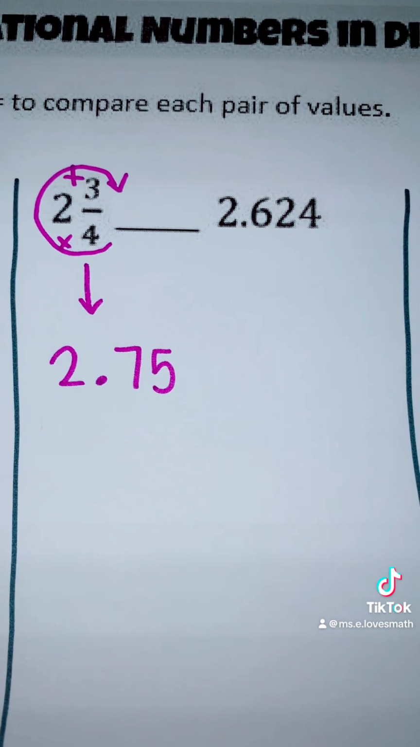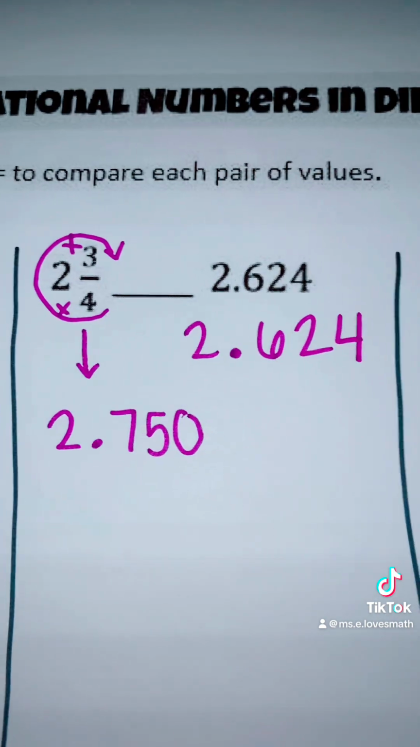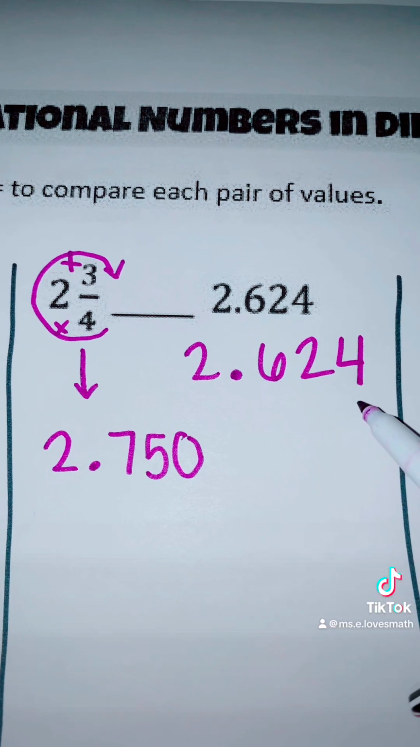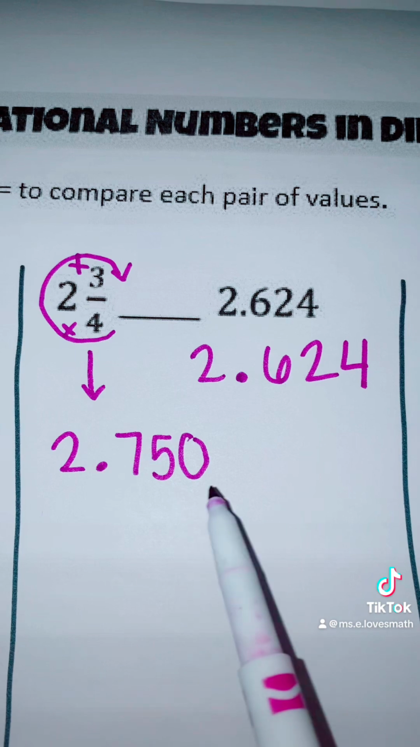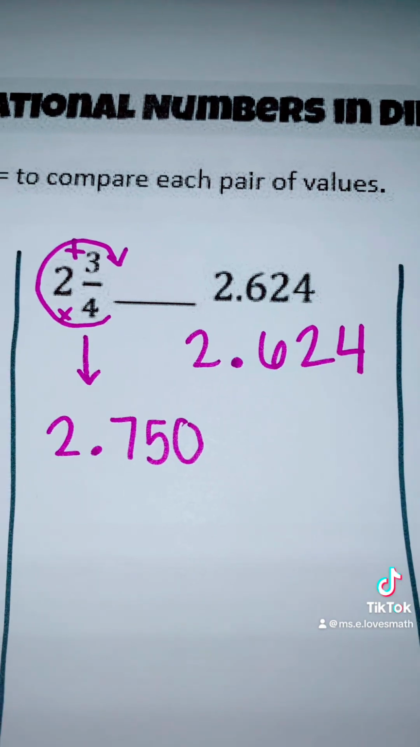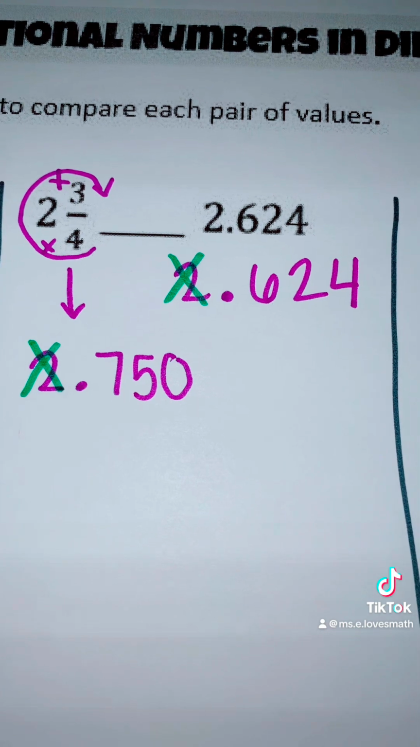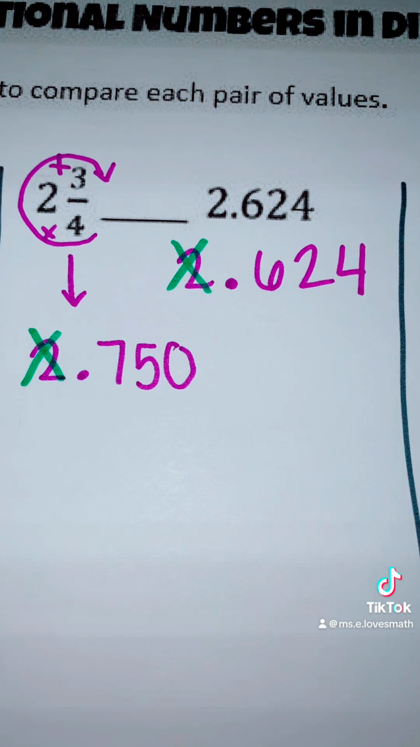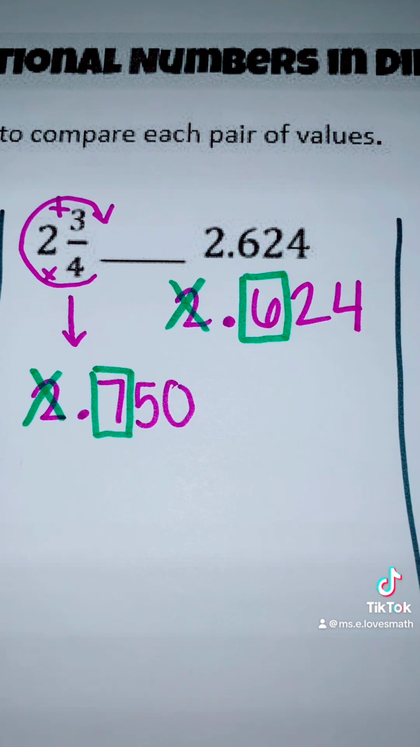Now we need to make sure we have a fair comparison. 2.624 has 3 digits after the decimal point. This one only had 2, so I added a 0. Our whole numbers were both 2s, so we could not use them to compare. So let's take a look at our tenths place. Our tenths place we can use, we have a 7 and a 6.